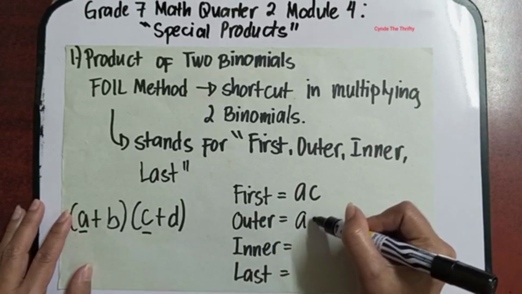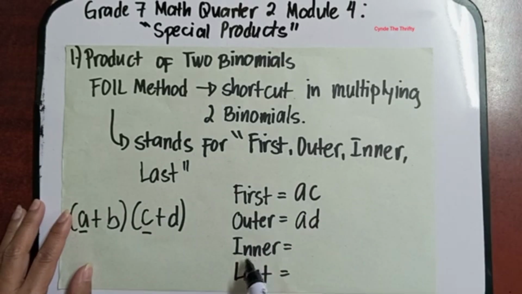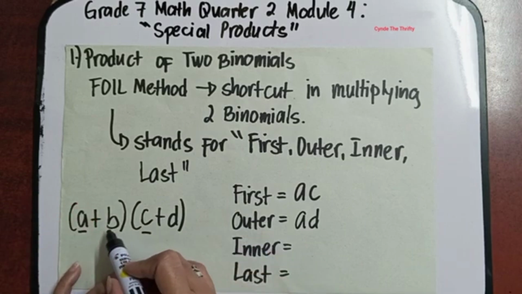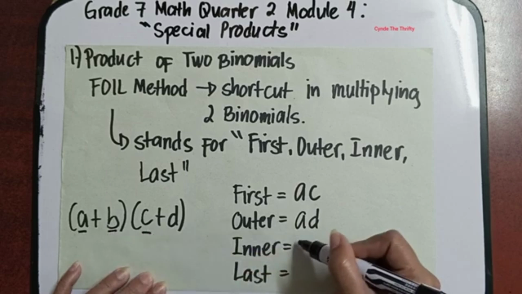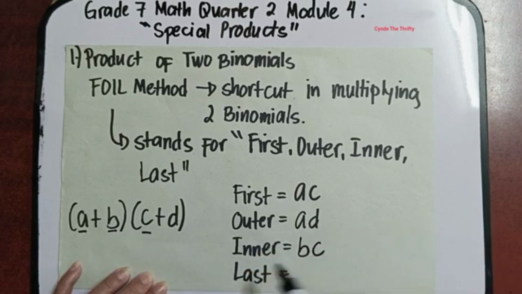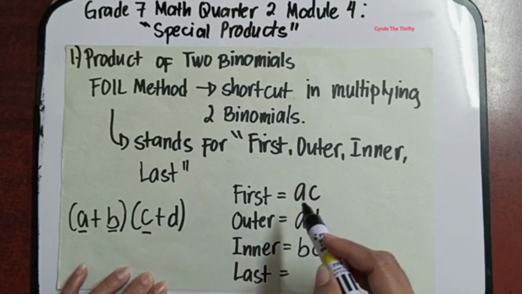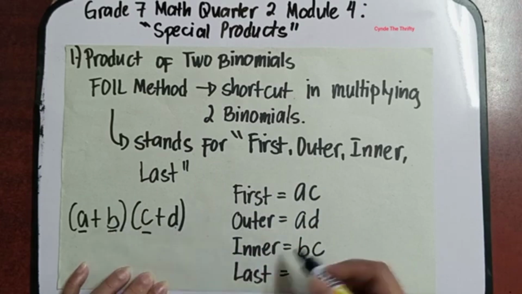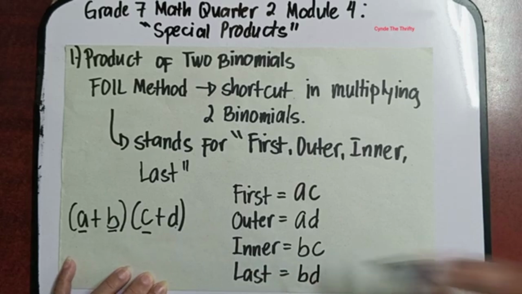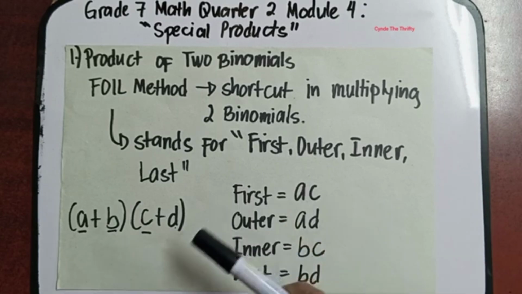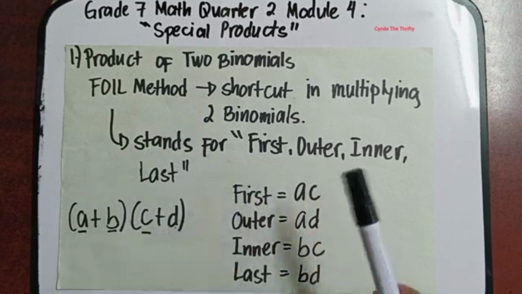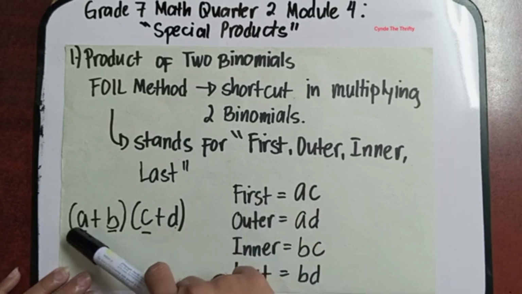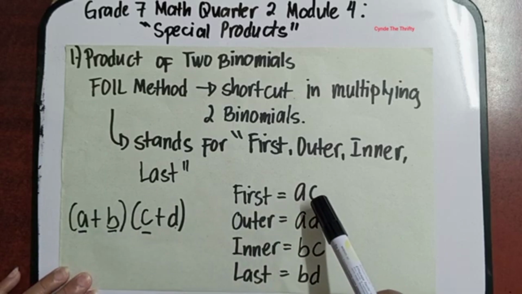Okay, so A, D. And then, next is inner. Inner ang nasa loob. Okay, so ang nasa loob natin is si B at si C. So, B, C. And then, ang last is yung last term natin. So, ang last term natin sa ating binomials is si B at si D. Okay, so B, D. Ibig sabihin, kapag gumamit ka ng FOIL method sa iyong dalawang binomials, uunahin mo ang iyong first term, i-multiply. So, ang first term natin dito is si A at si C, kaya minultiply natin.